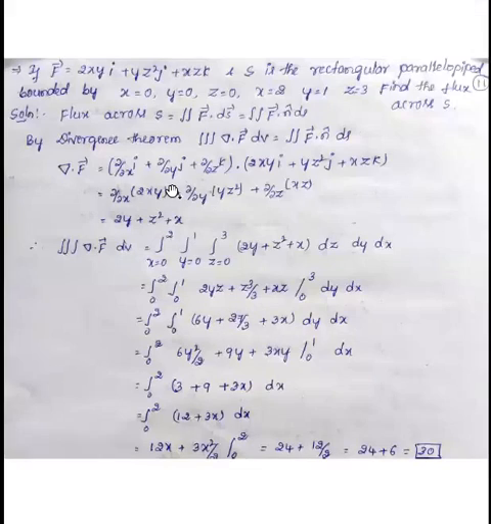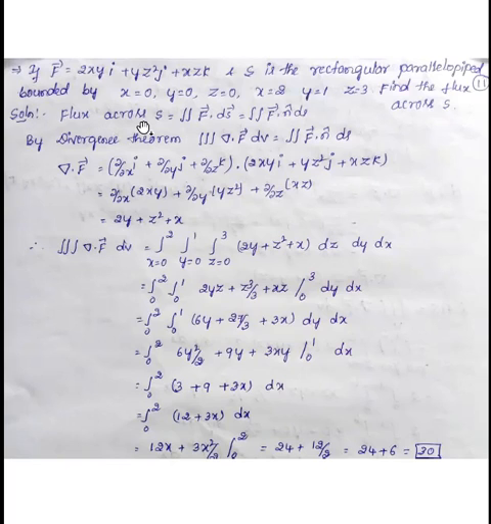Take the second problem. If F is equal to 2xy i plus yz² j plus xz k, and S is the rectangular parallelepiped bounded by x = 0, y = 0, z = 0, x = 2, y = 1, z = 3, find the flux across S. That means we find the triple integral of del dot F into dV.